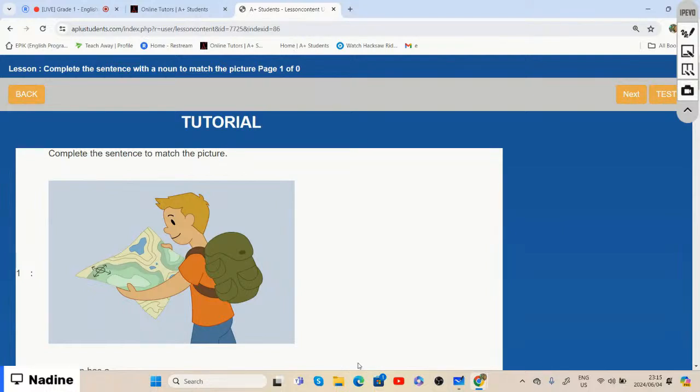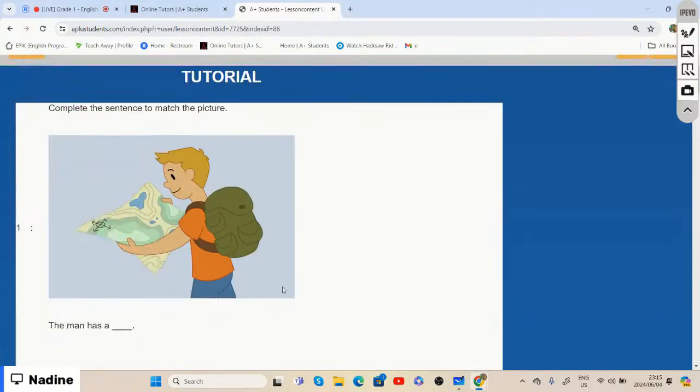All right. So we're going to look at the picture, and we're going to have to complete the sentence to match the picture. We're going to read the sentence, and then we're going to look at the picture, and then we're going to answer the question or fill in the missing word based on the picture.